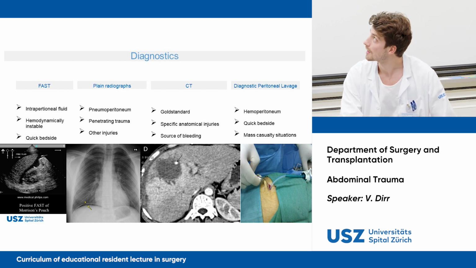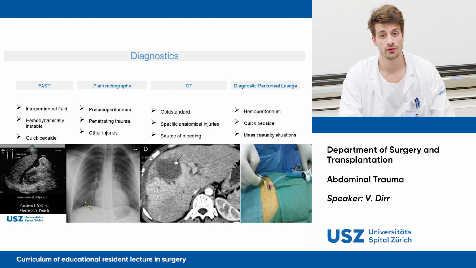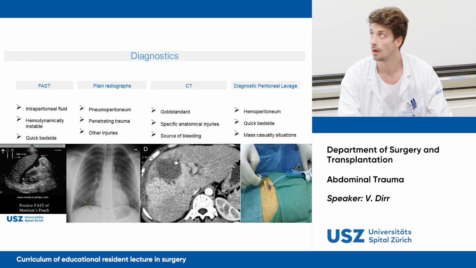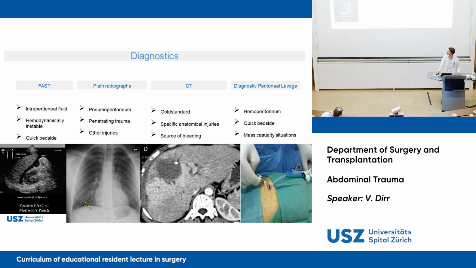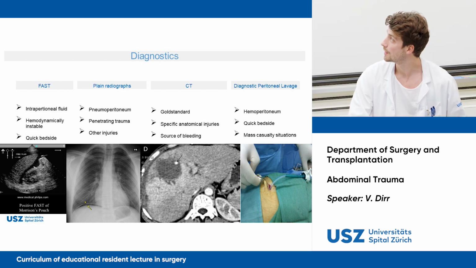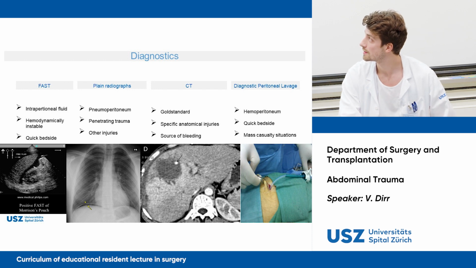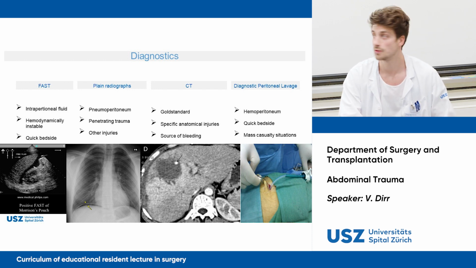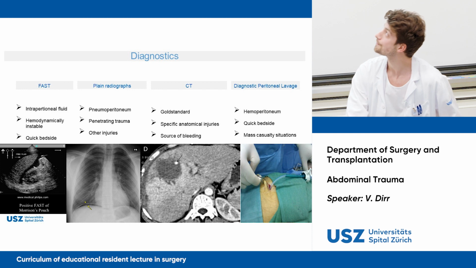So something like plain radiographs plays a minor role today in the diagnostics of abdominal trauma, but sometimes it can be helpful in case of penetrating trauma, because it can indicate pneumoperitoneum, for example. It can also help us to identify other injuries like rib fractures. There's a picture of a chest X-ray where you can see free air just below the diaphragm.